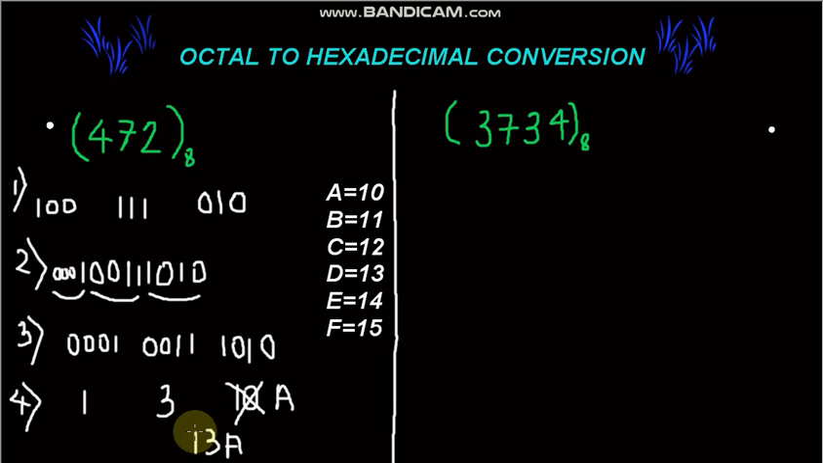That is 13A in hexadecimal number. So it was so simple, only a 4-step process. First we convert it into 3-bit binary numbers of individual digits, then we join them, then again we separate them as 4-bit groups because we want a hexadecimal number, and then we write down the hexadecimal equivalent of the individual groups and join them. So we get the final answer as 13A, with the subscript 16 because it is in hexadecimal format.